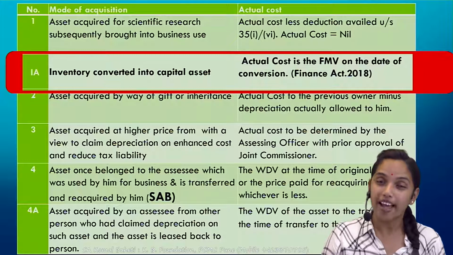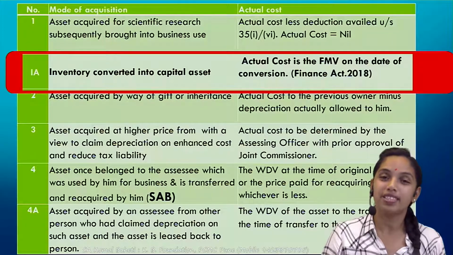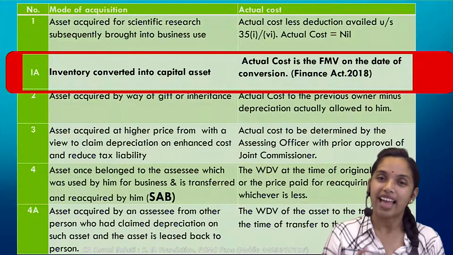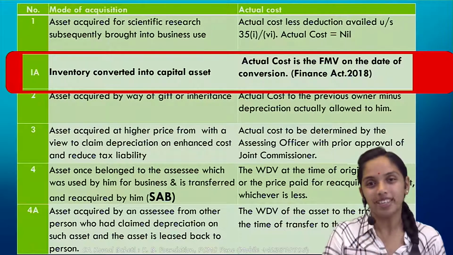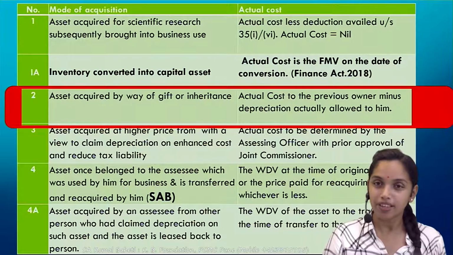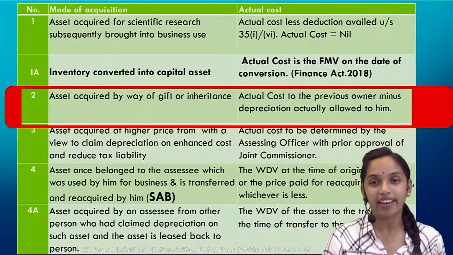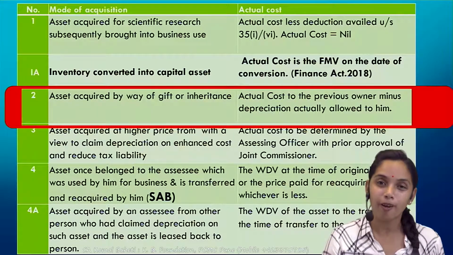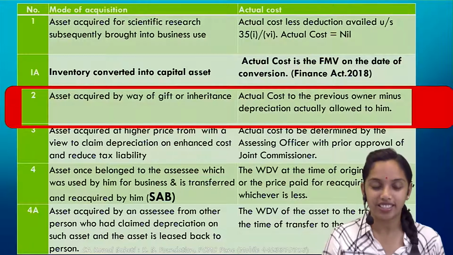At what value? The fair market value. Means in my block, it would be added at 12 lakh. Have you got it? I will now get the depreciation on 12 lakh. First, it will be treated as my income under section 28, 12 lakh, and 12 lakh would be allowed as my cost of acquisition under the block on which I will get the depreciation.